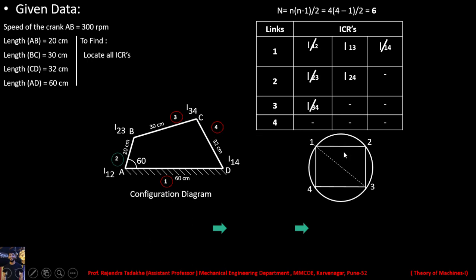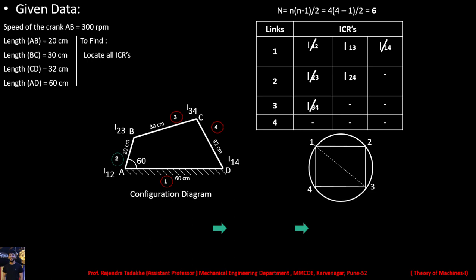Again, if I go for the second triangle I23, then again it is representing two instantaneous centers, that is 1, 2. So here we are having I12 and again 2, 3. So here we are having instantaneous center 2, 3. So how to locate I13? So here we are having the basic Kennedy's theorem.